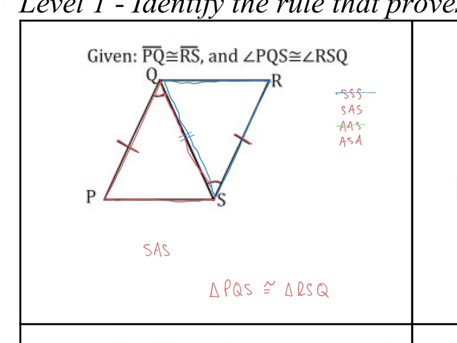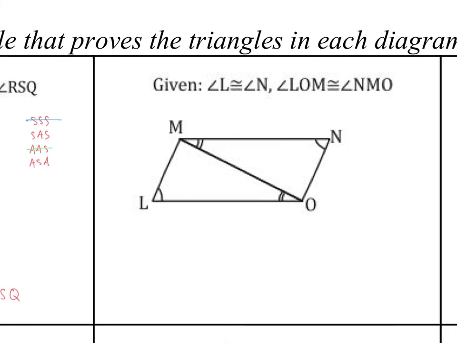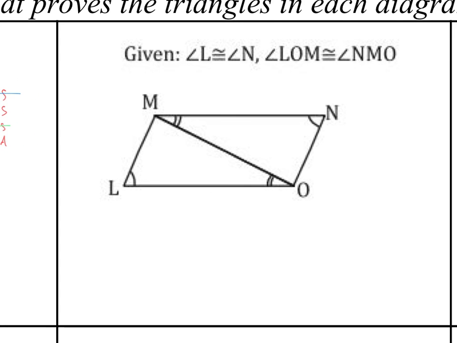And in a proof, I would use the reflexive property to claim that this side is congruent to this side because they actually are the same segment. And so we have a similar situation in this next example here. Think about all the ways that you can prove that two triangles are congruent. If L is congruent to N, and if LOM is congruent to NMO, we have to find some other piece of information that we can use here.